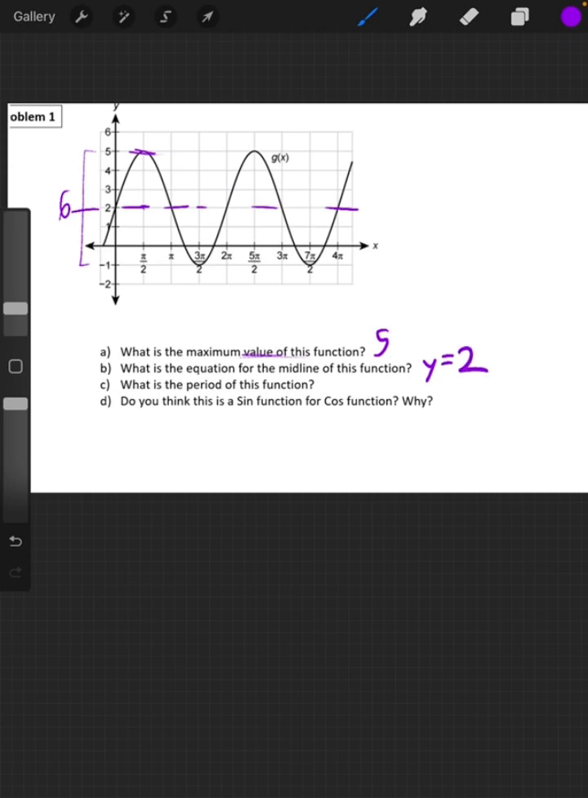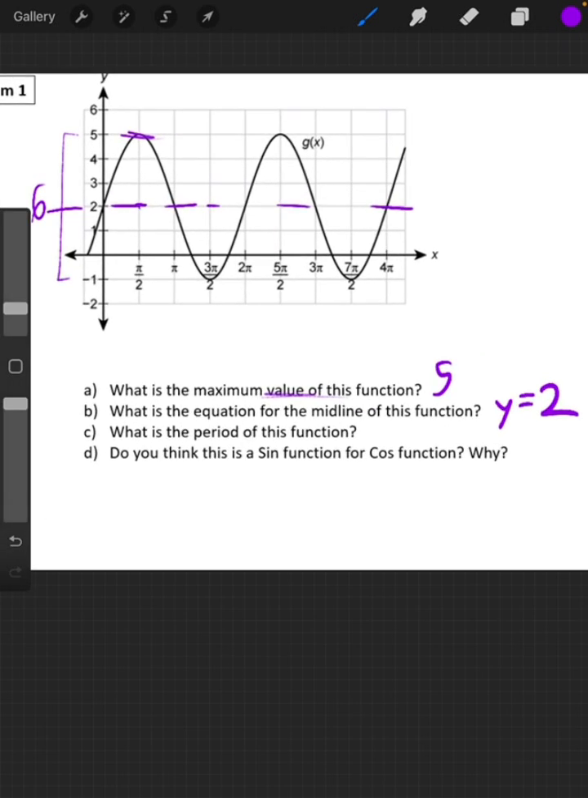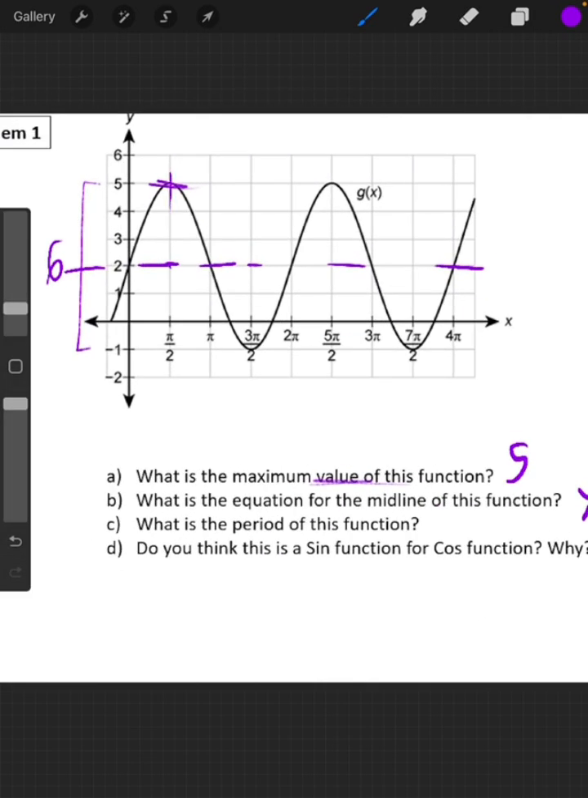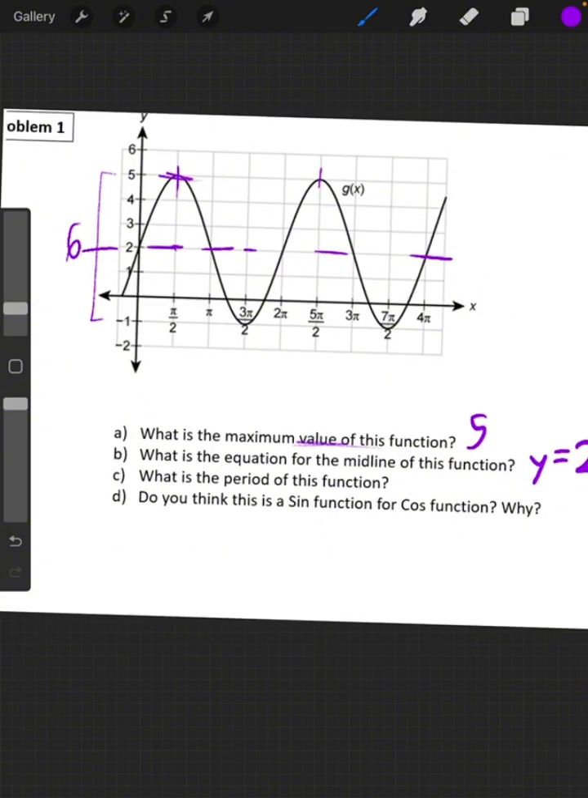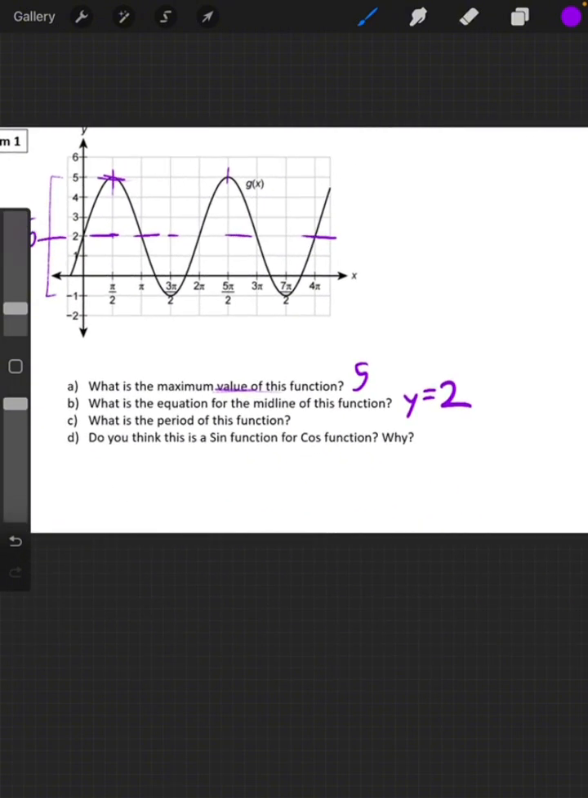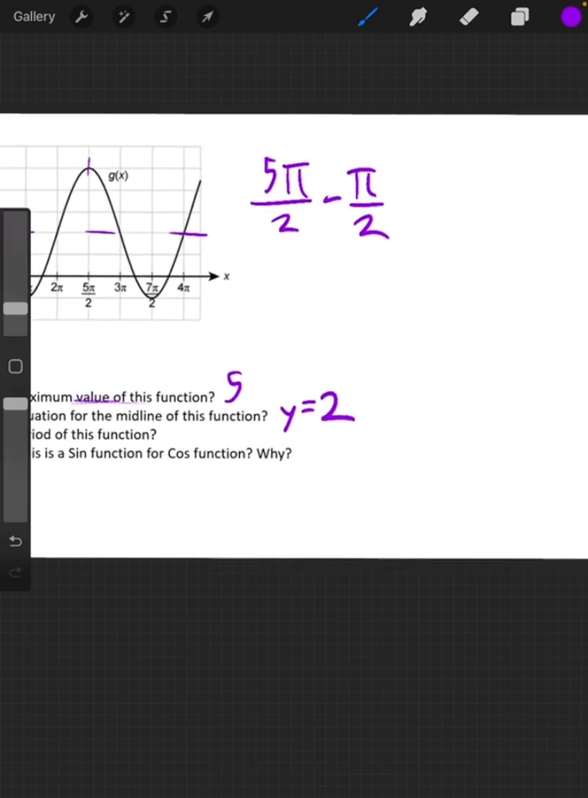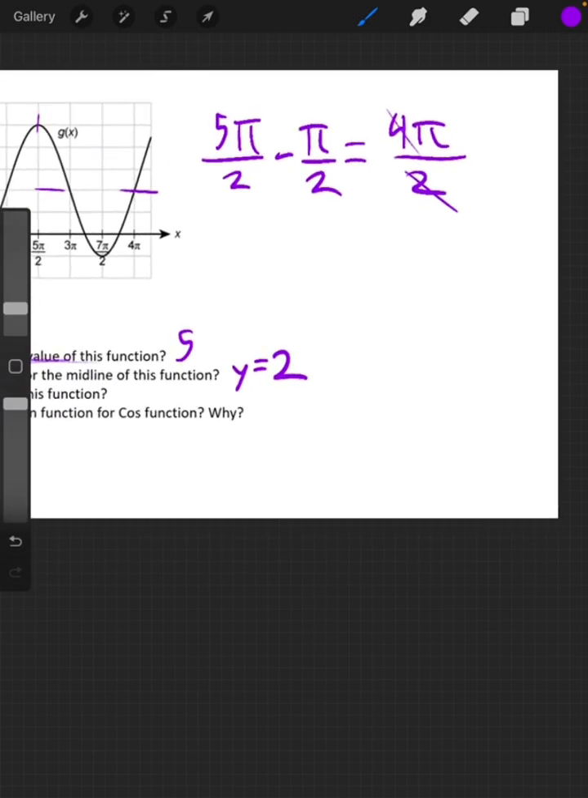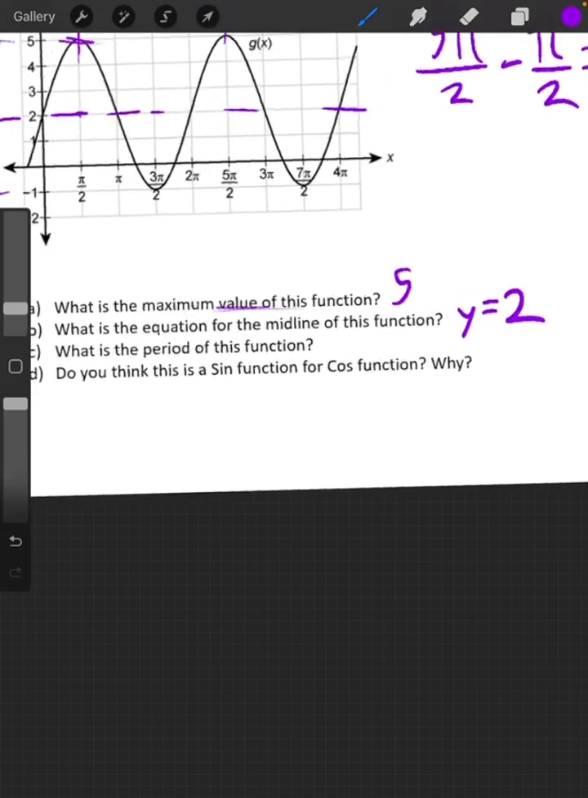What is the period of this function? Period is the length of the function before it repeats. I don't know, that's the best way I could describe it. So if we calculate it from here to here, it goes from pi over 2 to 5 pi over 2. So then if we subtract that, we would get 4 pi over 2, and 4 is divisible by 2, so then we would get 2 pi. So our period is 2 pi.